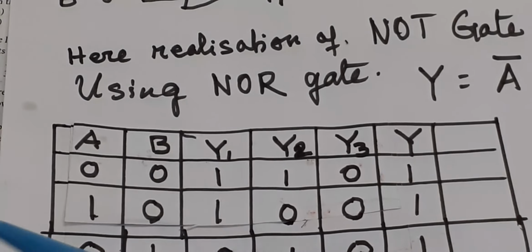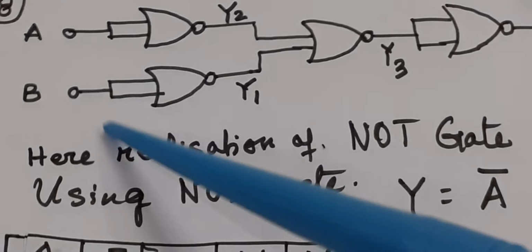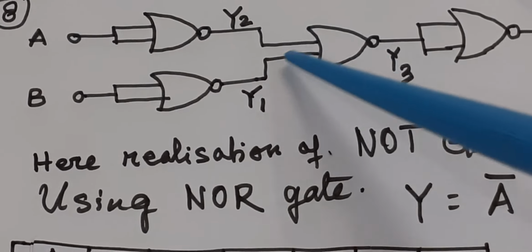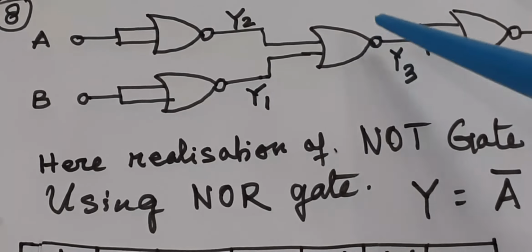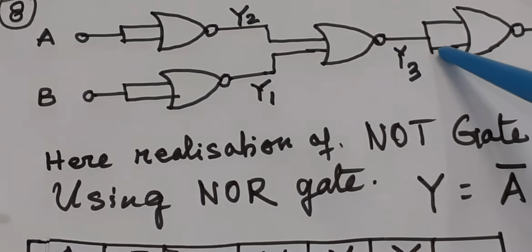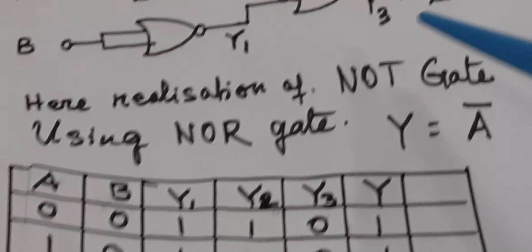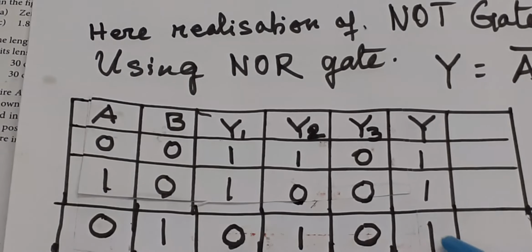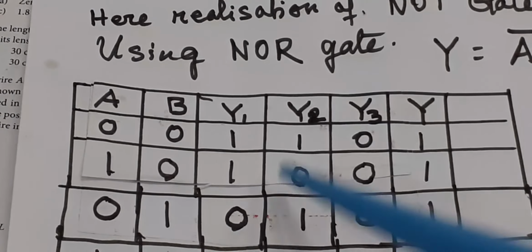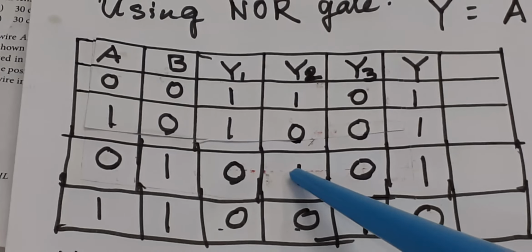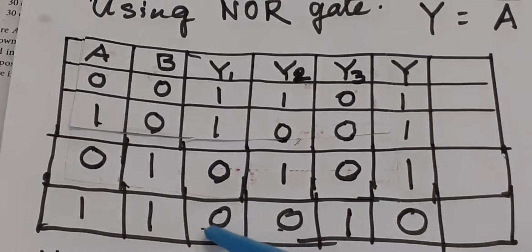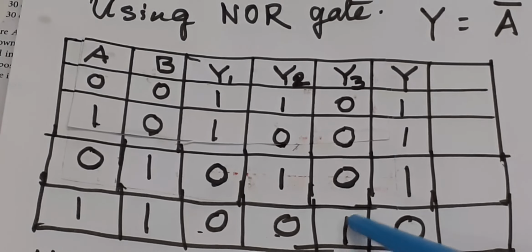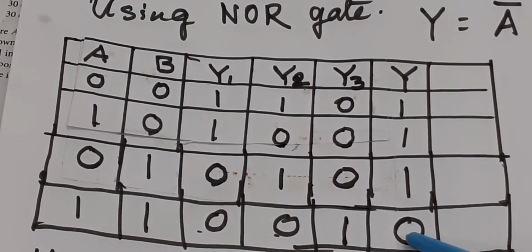When 1 and 0, let us check. For 1 and 0, the output here is 0, here is 1. Again the output of these 1, 0 will be 0 once. Both are 0, that means the output will be 1. So 1 0 gives 1, and 0 1 also gives 1, the output will be 1 only. When 1 1 is given, then you will see y1 is 0, y2 is 0, and y3 will be 1. When it is 1, then the output is 0.